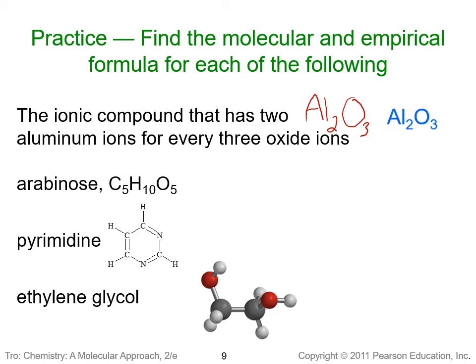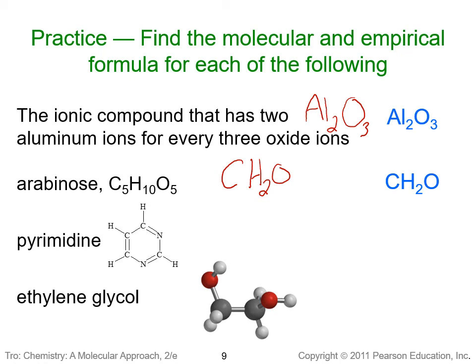Arabinose is already given to us as the molecular formula. So to find the empirical formula, we would divide by a common factor. And so here we can divide by 5. So our empirical formula would be CH2O, dividing each of the subscripts by 5.